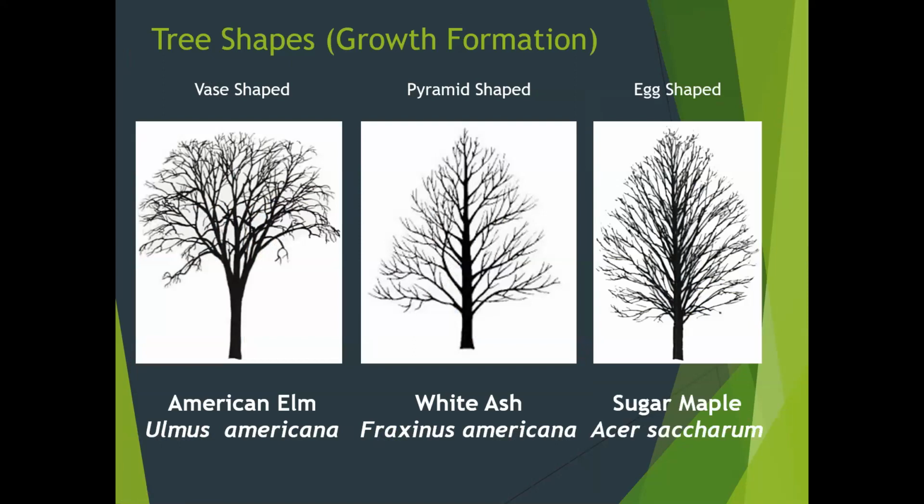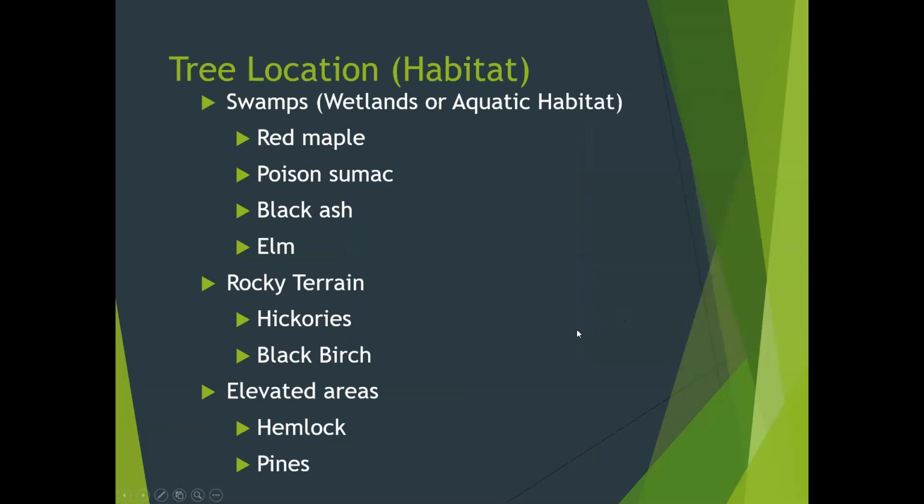Tree shapes and growth formation could also be a strong characteristic to identify a tree. Those mostly rely on perfect conditions for a tree to grow in without anything impeding its growth formation. But these are some of the shapes that you might see in a full grown tree. For instance, an American elm in perfect conditioned habitat grows into a somewhat vase shape. The white ash has more of a pyramid shape, and sugar maples are more of an egg shape. But if you saw these trees in the woods, they might take a completely different shape, and they might be a little bit more gnarly depending on their habitat.